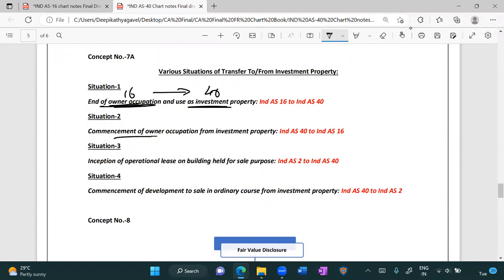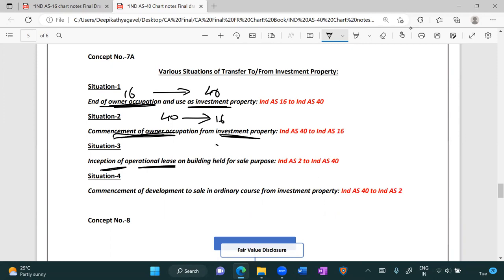Now see here, commencement of owner occupation from investment property. Previously it was an investment property. Now commencement of what? Owner occupation. Owner occupation means PPE. In this Ind AS 16 will apply, right? Next is inception of operating lease. Operating lease is going to start. That means what is going to apply now? Ind AS 40 is going to apply.